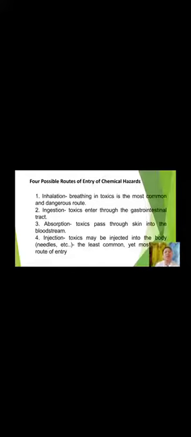Four possible routes of entry in chemical hazard. First, inhalation. Breathing in toxics is the most common and dangerous route. Ingestion. Toxics enter through the gastrointestinal tract. Absorption. Toxics pass through the skin into the bloodstream. Injection. Toxics may be injected into the body by needles, etc. This is the least common route of entry.